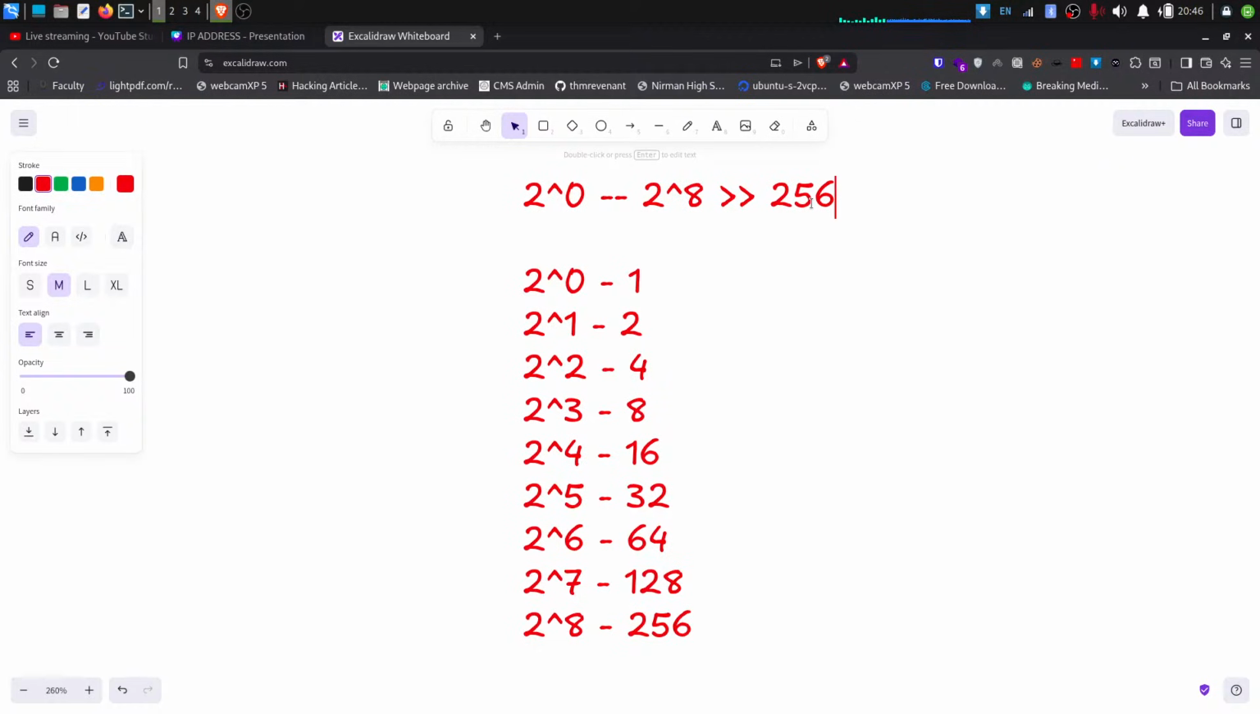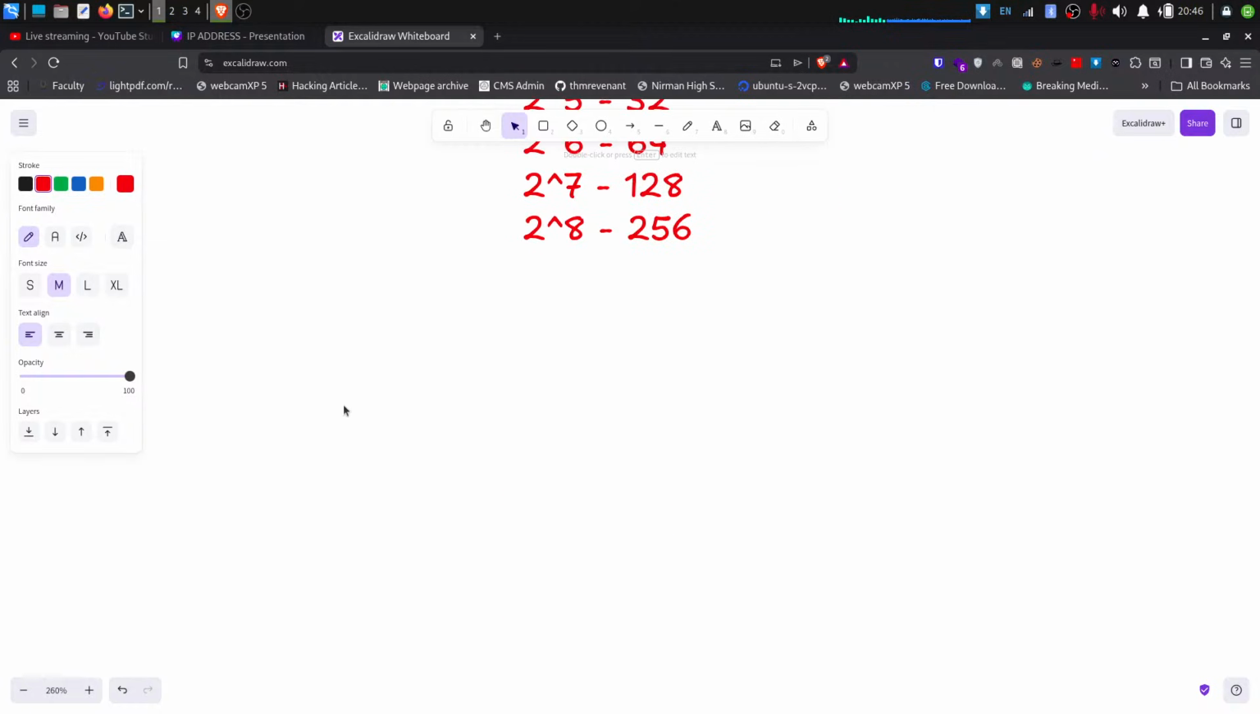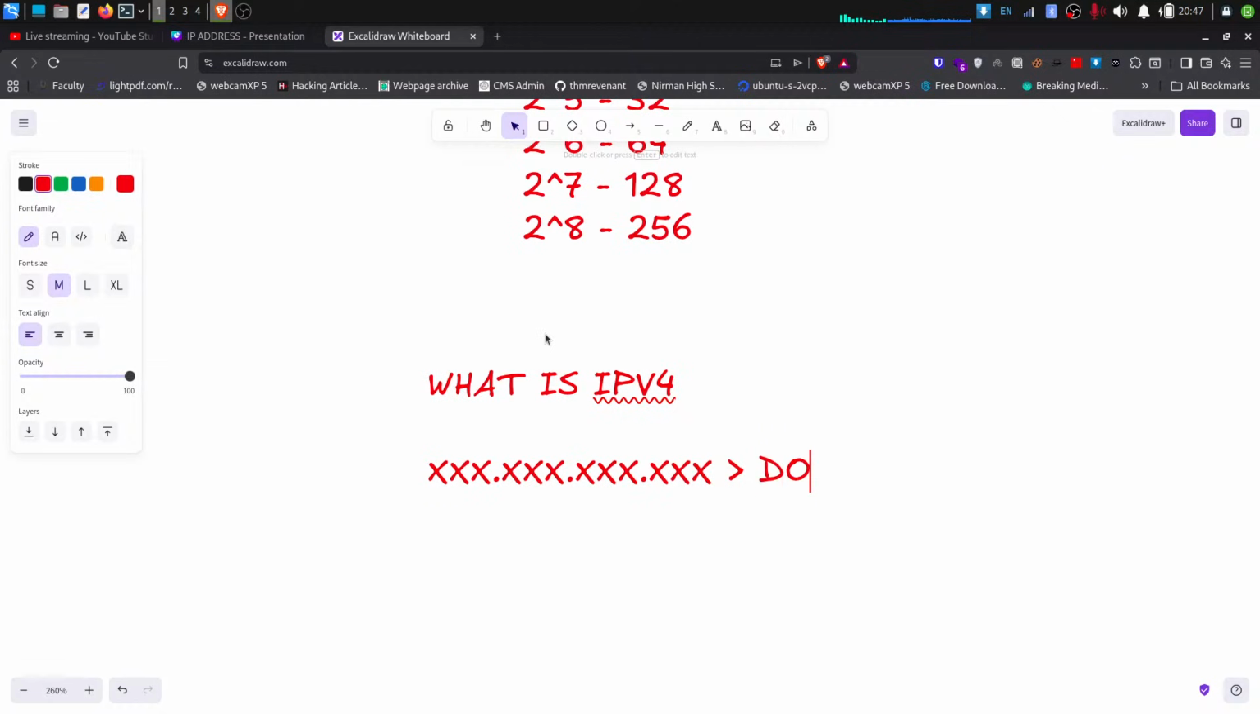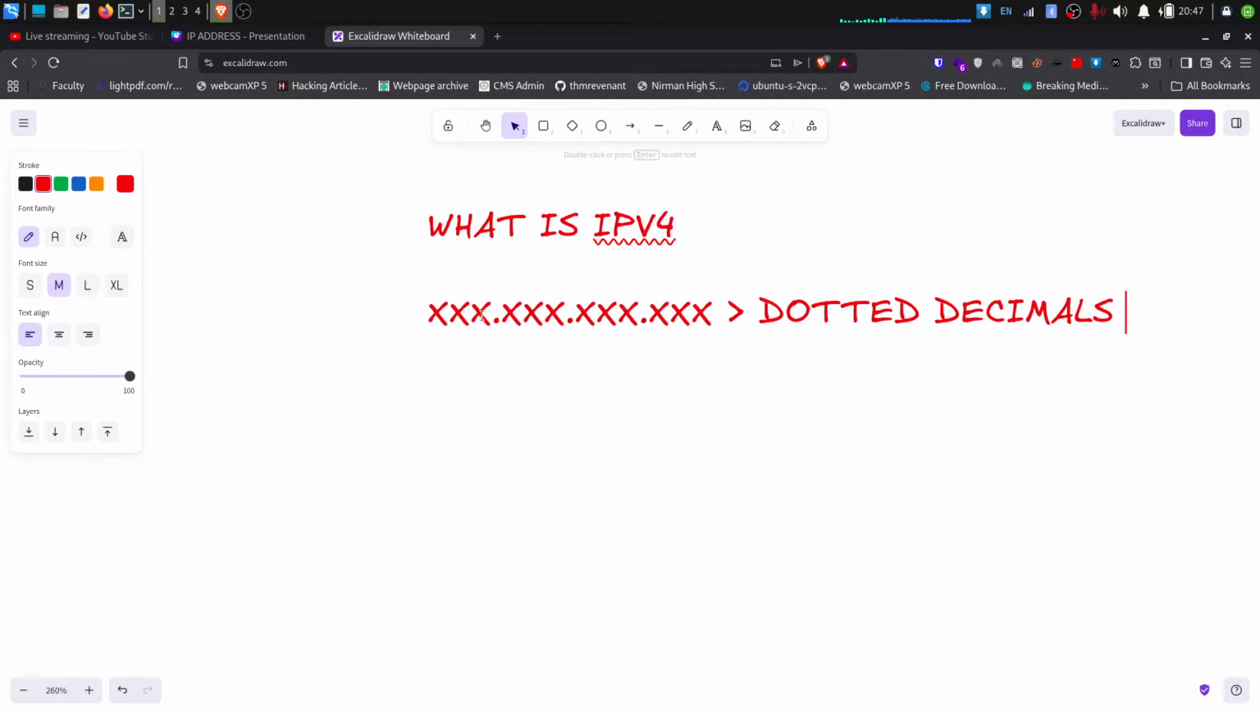Okay, perfect. Now we'll move further with the next thing, the recap we just have to complete. That is, what is IPv4? Okay, so we were talking about IP addresses, right? This is how an IP address or IPv4 looks like, and the dots here are basically divided by dotted decimals. We have four periods, or four dots, here.